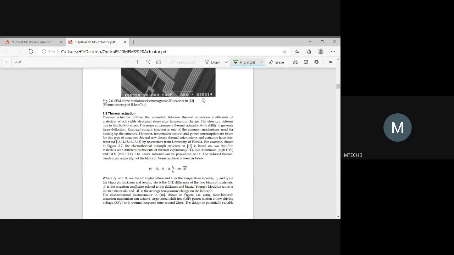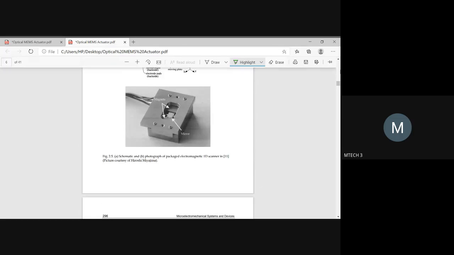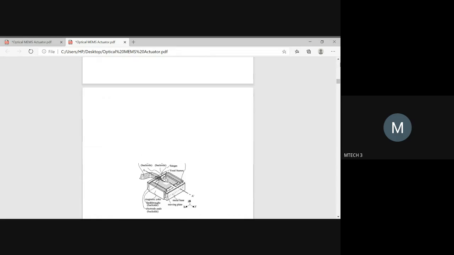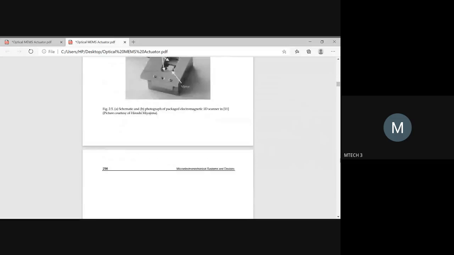And if you view this under the SEM micrograph, you can see the miniature diagram. How does it look? The morphology of the MEMS device. This is how you observe and analyze things. Just the SEM morphology of the magnetic actuator you can observe.